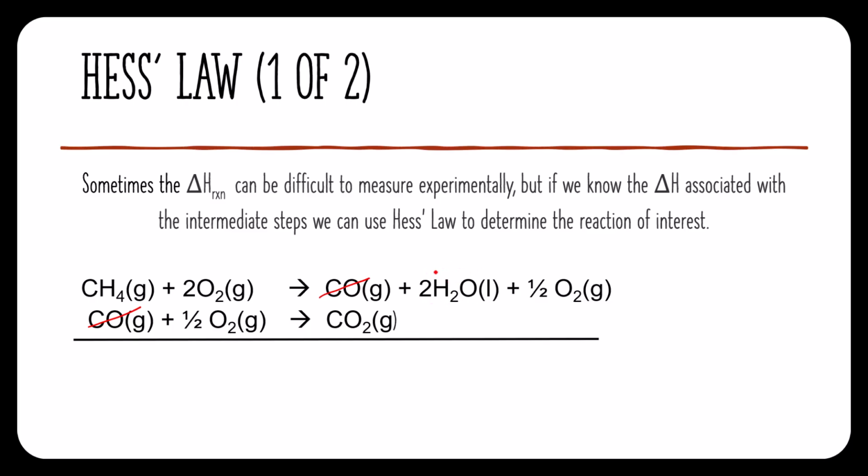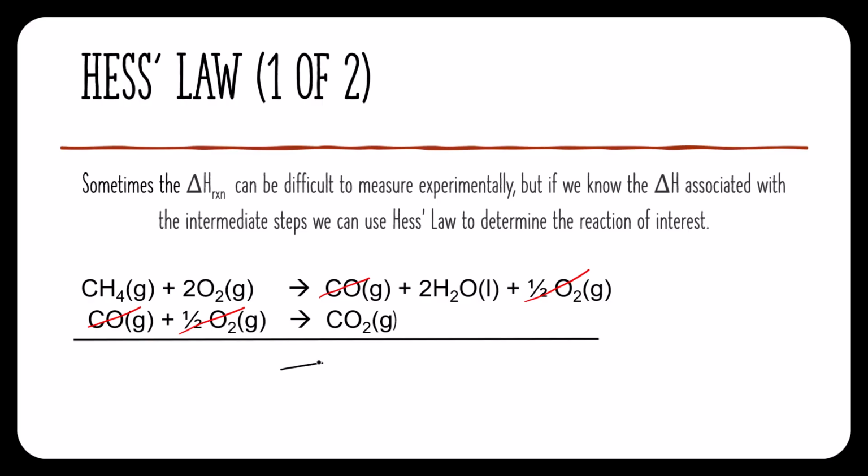Water here is produced in step 1. I don't see it consumed in step 2, so that can stay. That's fine. And I see this half a mole of oxygen is produced in step 1, and I see a half a mole of oxygen consumed in step 2. So that also would be an intermediate. So the first step is to identify reaction intermediates.